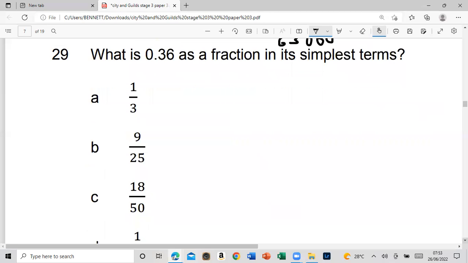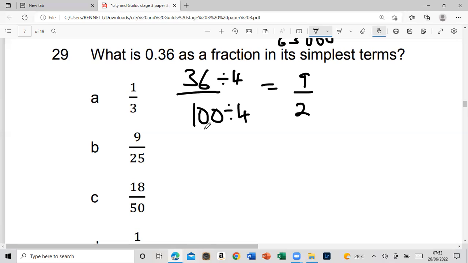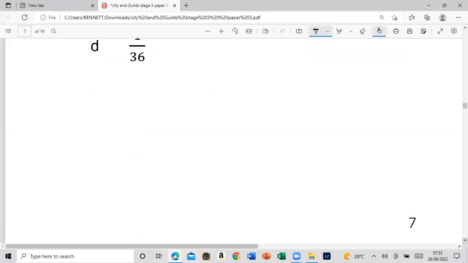All right, what is 0.36 as a fraction in its simplest terms? Again, we're going to rewrite this as 36 over 100. Reduce this and we'll get the answer. If you want to divide by 2 first, no problem, right? And I get 18 over 50, and reduce. All right, so that is 9 over 25. 30.